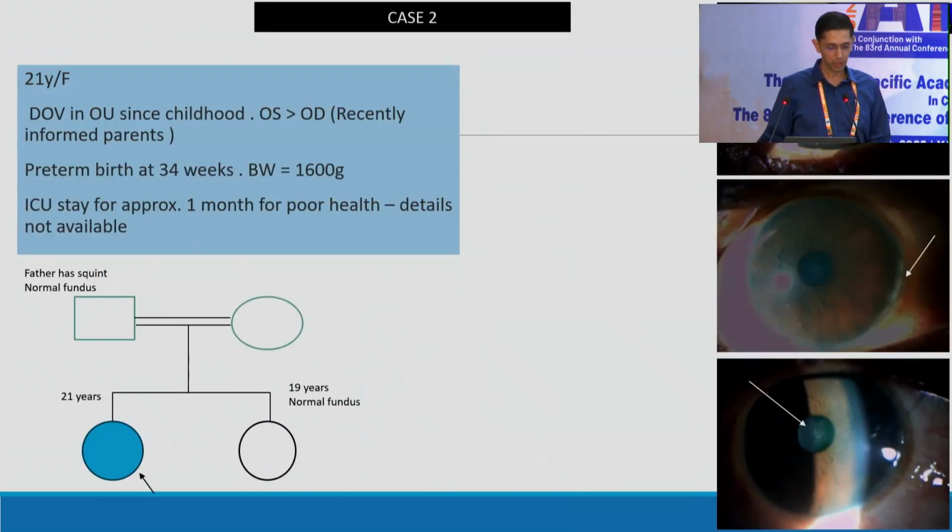Case 2 was a 21-year-old girl with decreased vision since childhood in both the eyes, and she had a history of prematurity and intellectual disability. The anterior segment showed axon-filled anomaly and an early PSC in both the eyes.